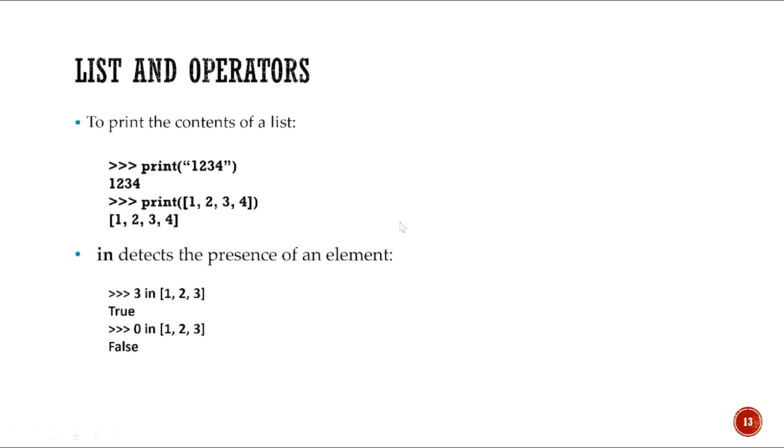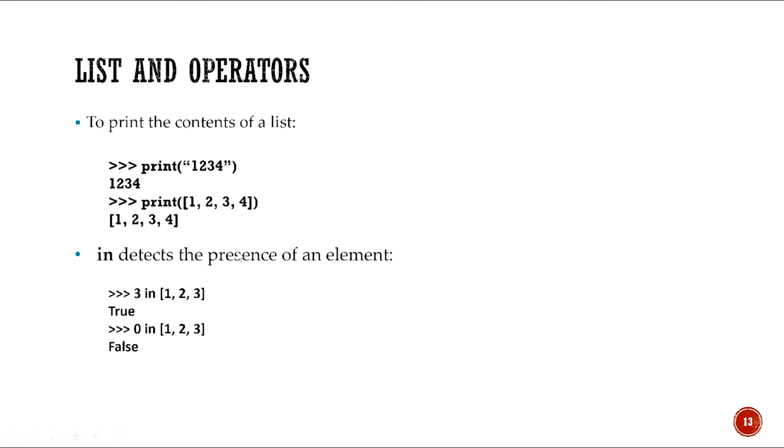To print the content of a list, we can apply print. There are two examples here. Print this string and then print the list, because you see the bracket, and the data structure remains the same. So 1, 2, 3, 4 inside the bracket.